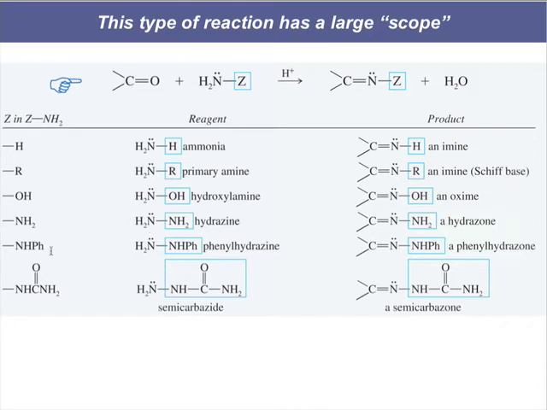If we use this NH phenyl group, this phenylhydrazine, our product is called a phenylhydrazone, NHPh. These are highly conjugated systems. If we use this NHC double bond O NH2, we end up with what's called a semicarbazide, and our product is a semicarbazone. So all these different functional groups can be achieved by using this type of a reaction as our general template.